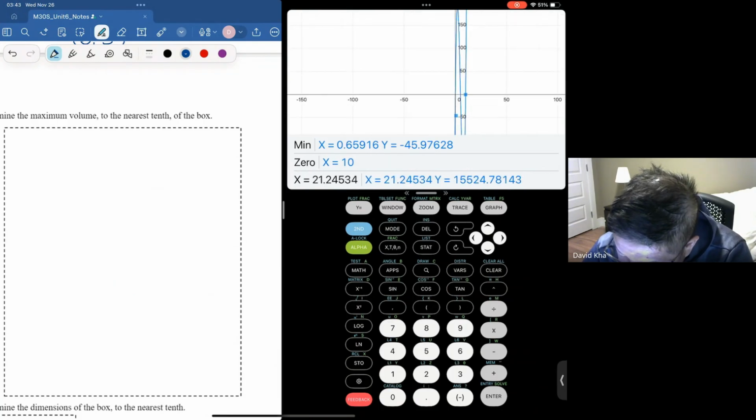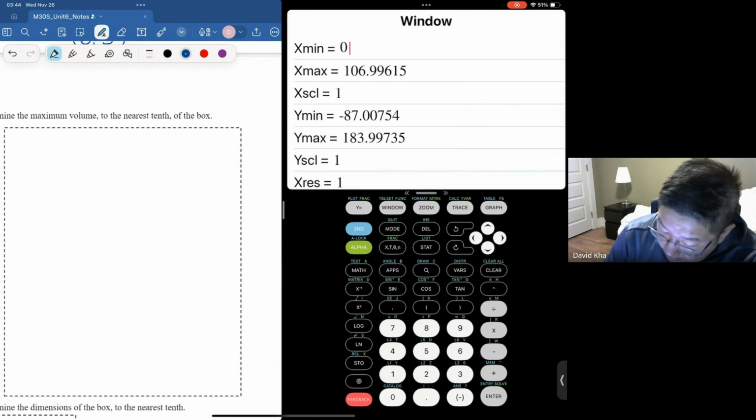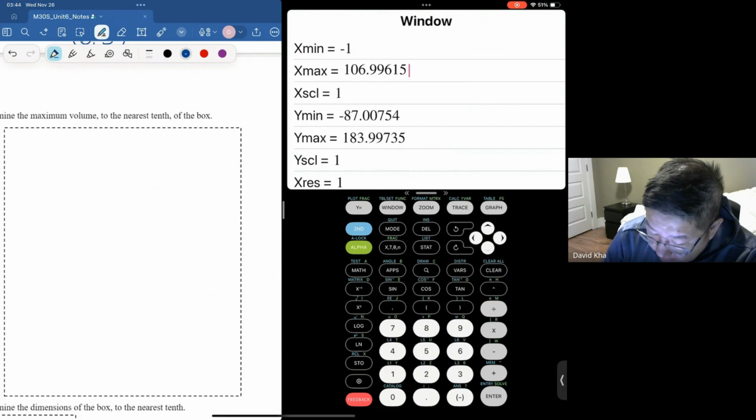You're going to have to play with the window just a little bit. Hey, that looks so ugly. Okay, I don't like how this works. Let's play with the window. We know that we want to graph x between 0 and something. Actually, let's go -1 up to say about 10.